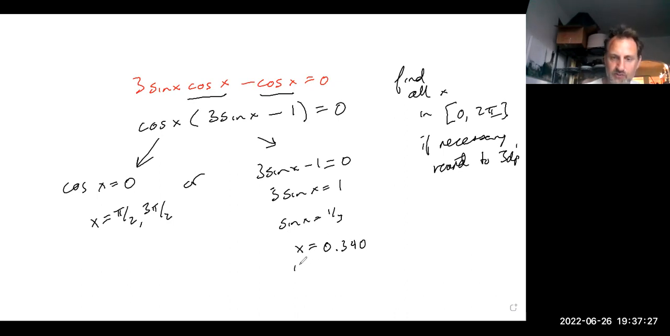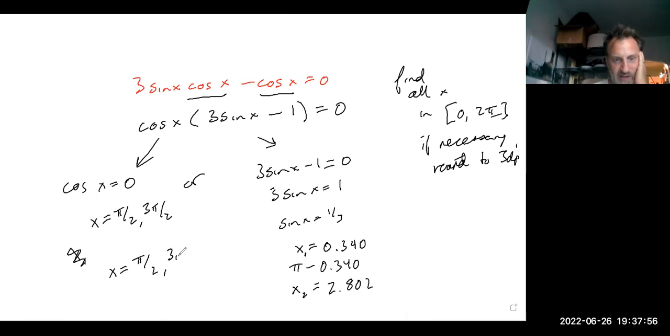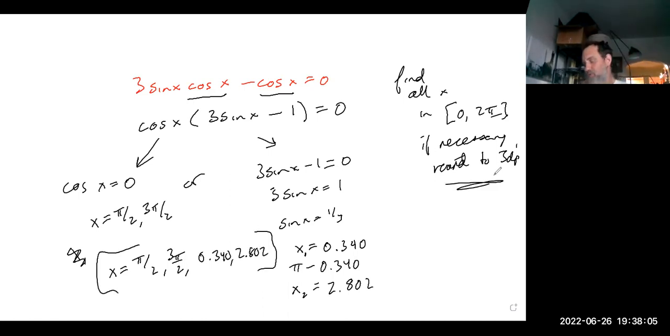And then the second solution would be pi minus that. So I'm going to leave it unrounded to do the subtraction. So I'm looking at my second solution, which is actually my fourth solution, is 2.802. Okay, so x1, well, forget all the subscripts. X equals pi halves, 3 pi halves, 0.34 or 2.802. Those are my 4 solutions inside of 2 pi, which is a regular, full rotation.